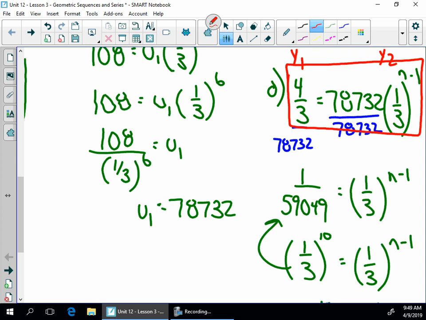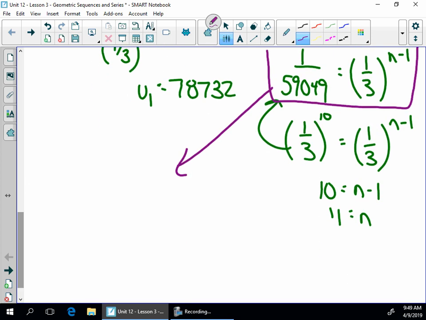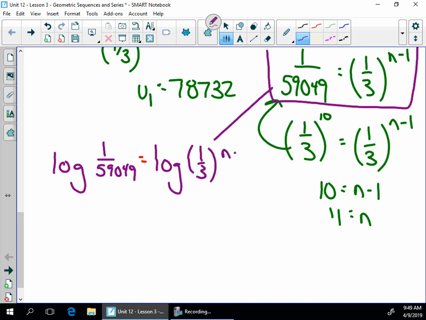Or third option, if you've used your simplified version like this one, we can use logarithms. I can guess that's what most of us will do. So I'm going to take the log of 1 over 59,049, or whatever decimal that happens to be, equals the log of 1/3 to the n minus 1. And based on log laws, we bring our exponent down front.